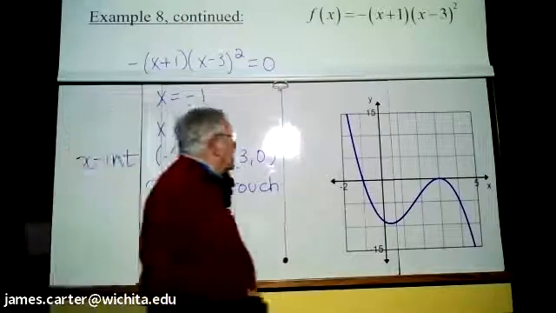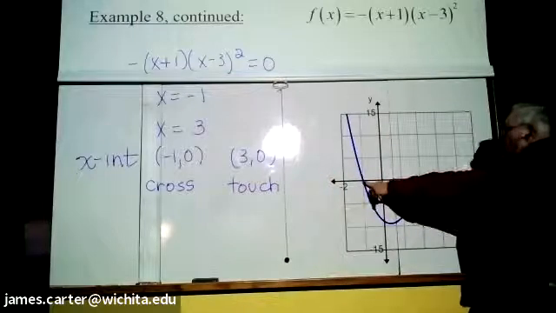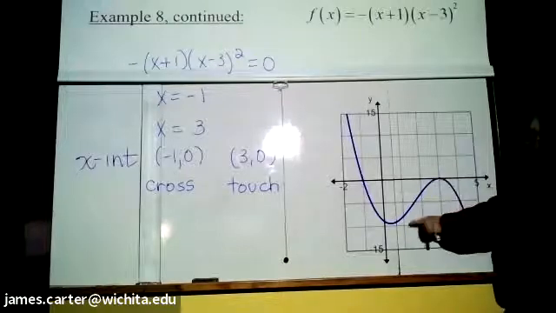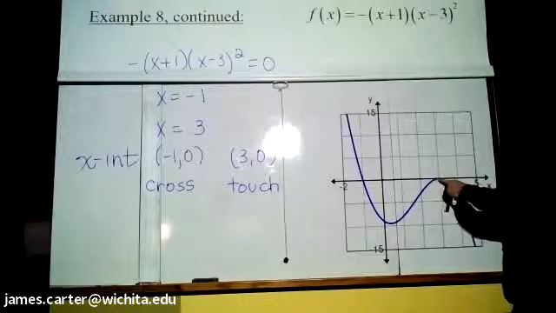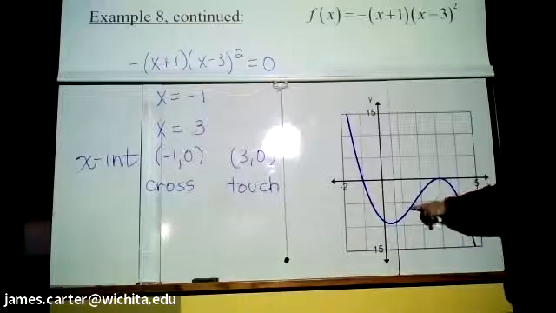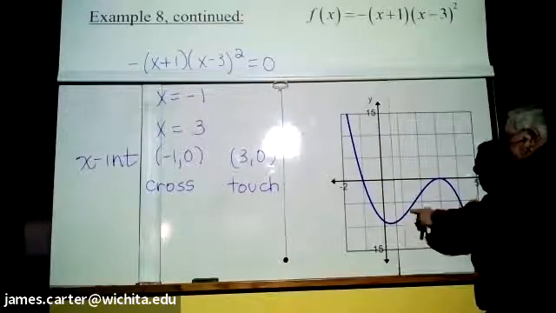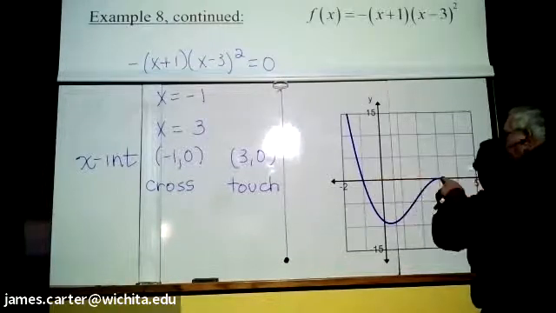So here is our -1. Here's our +3. Our y-intercept is -9. This one's a touch and go. This one's crossing. Now, how low does this go on this curve? Well, we can try a point somewhere between here and here.